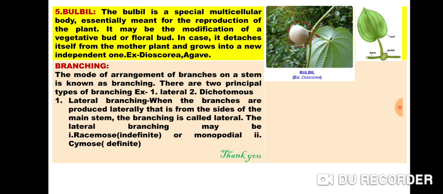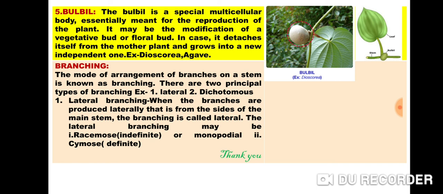And lastly, we discuss branching. The mode of arrangement of branches on a stem is known as branching. There are two principal types of branching. First one is lateral and second one is dichotomous branching.